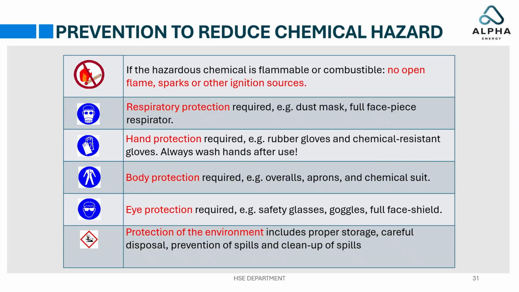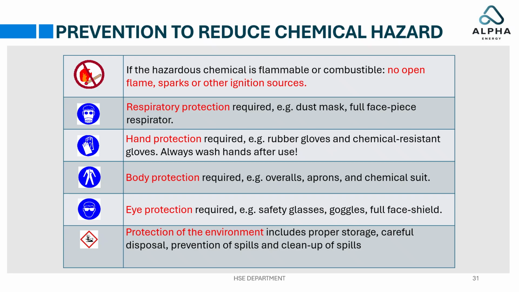Prevention to reduce chemical hazard provides a clear and concise guide to essential safety measures when dealing with hazardous chemicals. It uses a series of pictograms alongside explanations to outline key preventative actions. The first is prohibiting open flames, sparks, or ignition sources for flammable or combustible chemicals. If the hazardous chemical is flammable or combustible, no open flame, sparks or other ignition sources.